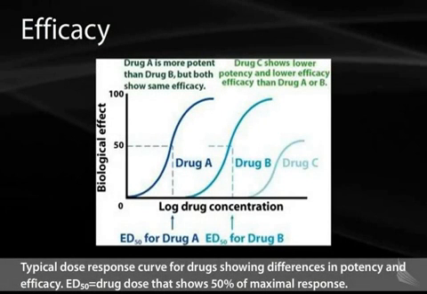Here's another chart that compares effect versus concentration. And remember, the effect can be many things based on which drug you're talking about. For example, the biological effect could be killing off of bacteria in the case of antibiotics, stopping seizures in the case of anti-epileptics. And as you can see, as the concentration of the drug increases, drug A is more potent than drug B.